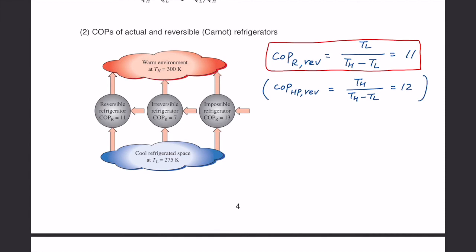Then let's think about two cases. One is a refrigerator whose COP is 7. Can you make it? And the answer is yes, because this COP is smaller than the Carnot COP. And the reason why this refrigerator has a smaller COP than the Carnot case is because we have many irreversibilities.